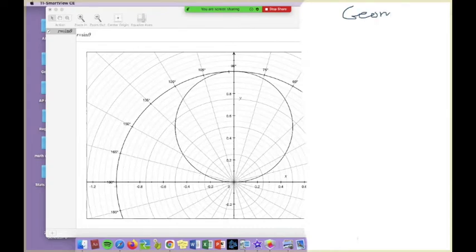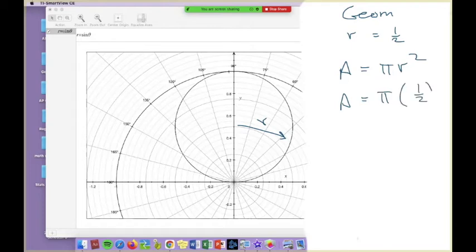A geometry student would say, well, we've got a radius. Isn't that funny? I'm using R for radius, but maybe we need another letter. Radius is equal to 1/2. We're looking for the area of a circle. Area equals pi r squared. Area equals pi times 1/2 squared. Our geometry student would tell us that the area of that circle is pi over 4, right?